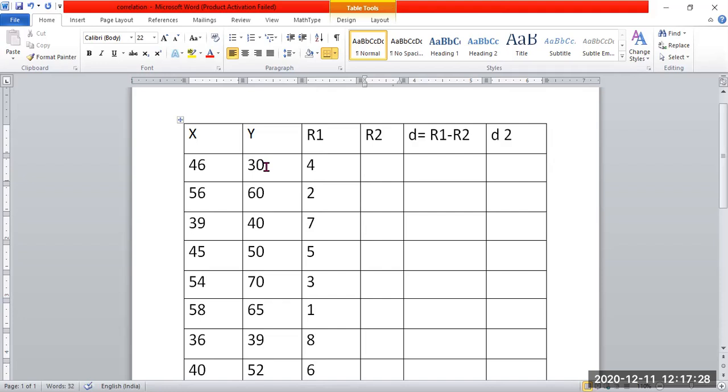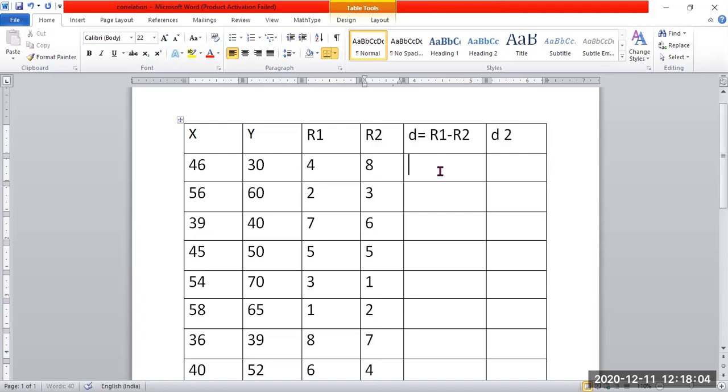Now for R2. First rank is 70. The second rank, 65. Third rank is 60. The fourth rank is 52. Fifth rank is 50. Then sixth rank is 40. Seventh rank is 39. And last eighth rank is 30.